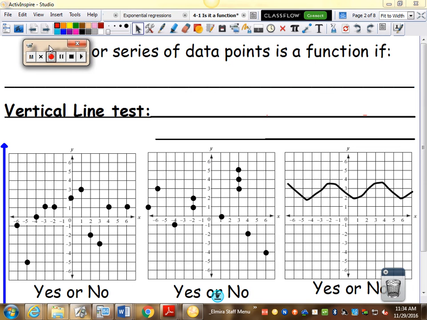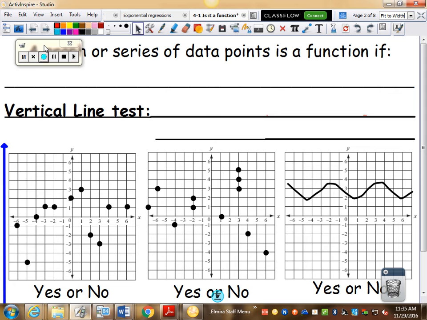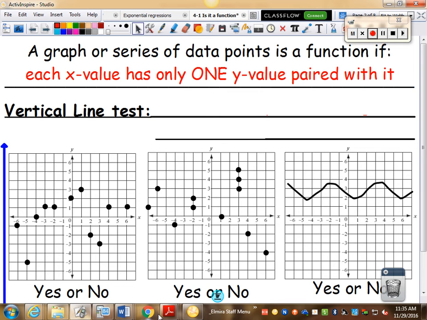Hi guys. Our learning target today is I want you to be able to determine whether a graph or a set of data in coordinate pairs is or is not a function. The main idea of this is something is a function if each x value has only one y value paired with it. Okay, that's the overriding theme of the lesson for the day.